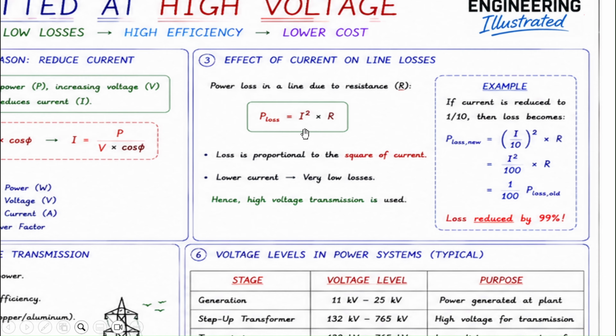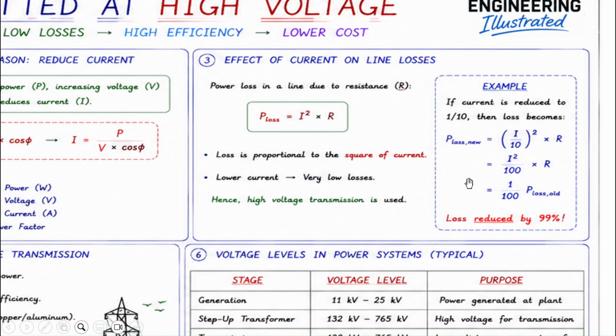So how do we represent the line losses mathematically? We use the second equation, which is the power lost equals the square of the current that travels through the conductor, times the resistance of that conductor in the transmission line. As we can see, loss is proportional to the square of the current. So if we have a high current, we will have very high losses in the transmission line.